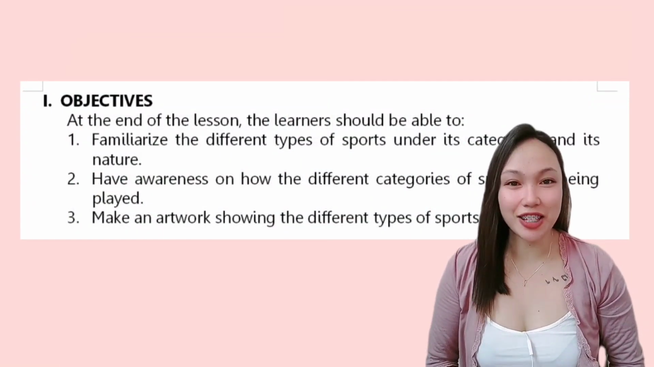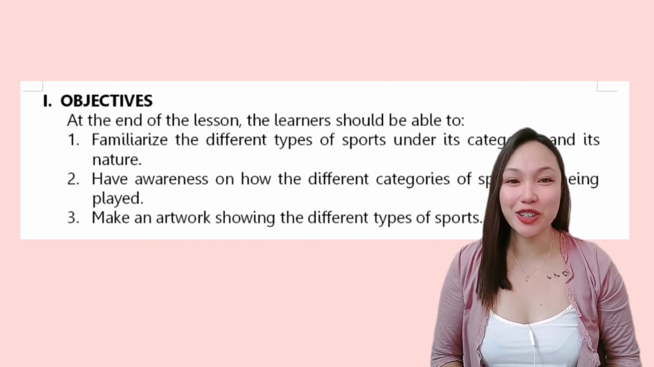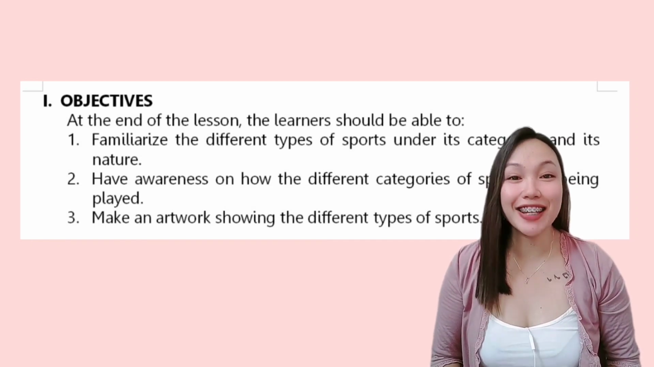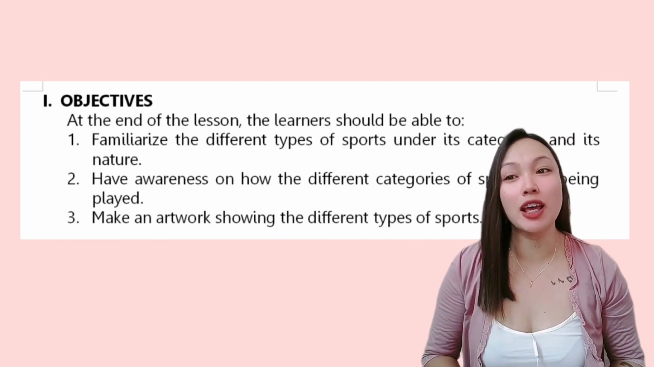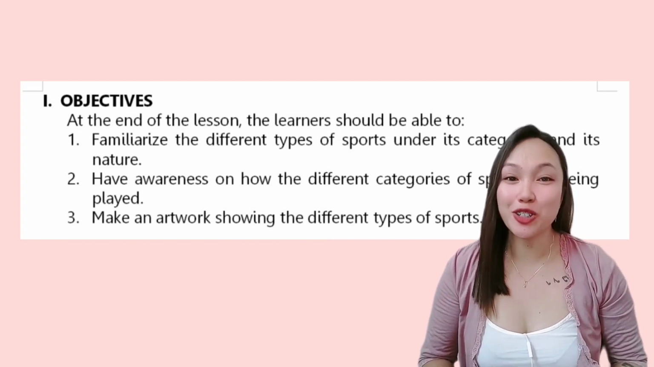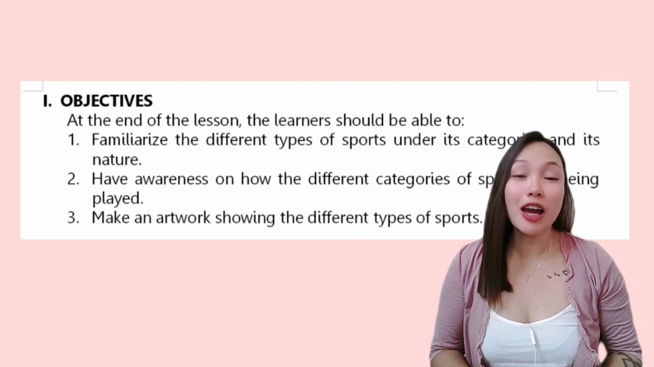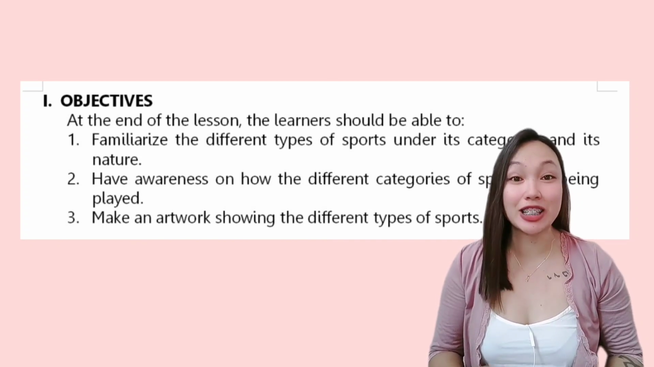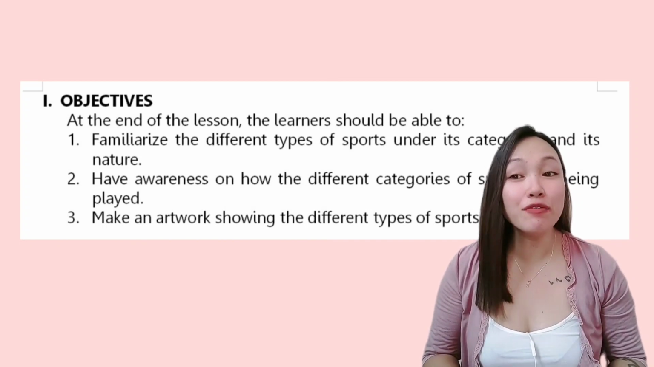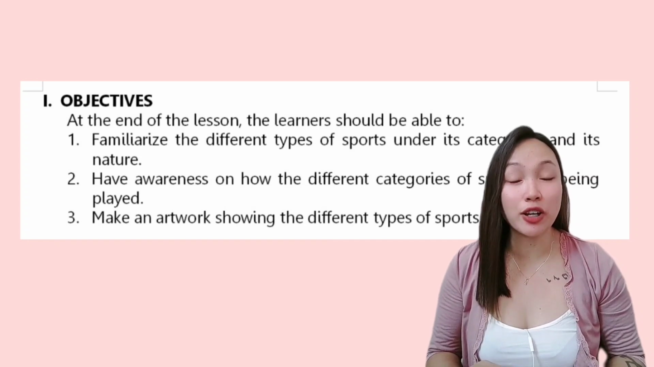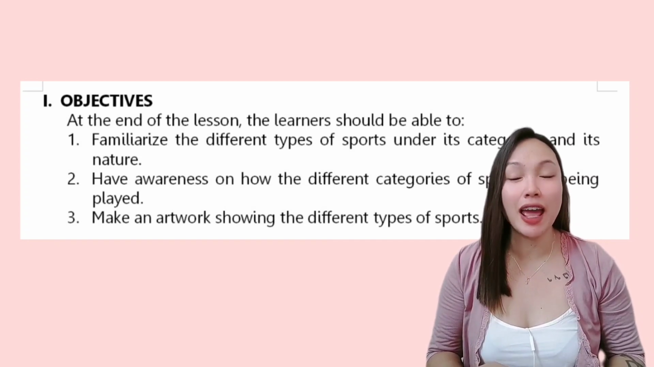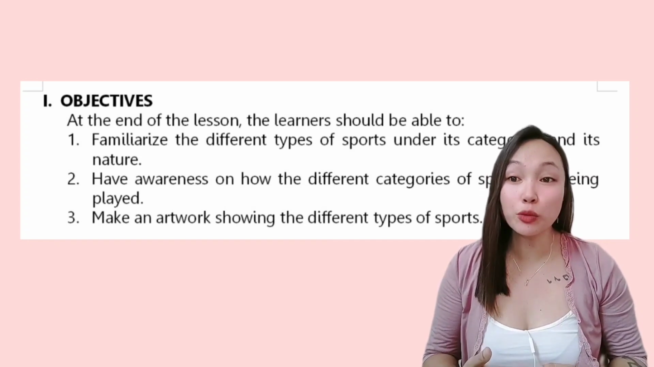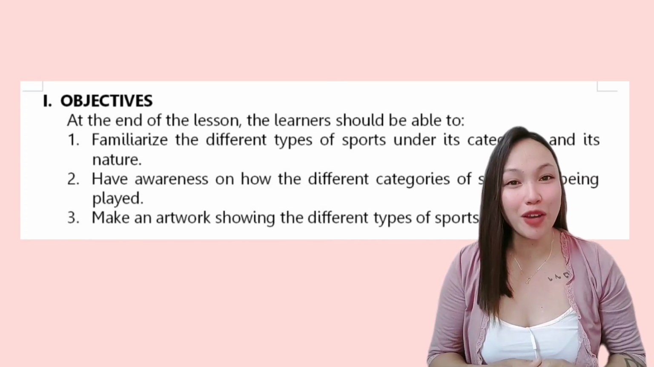For today's lesson, we will be having the introduction to sports, and here are our objectives. At the end of the lesson, you should be able to: 1. Familiarize the different types of sports under its categories and its nature. 2. Have awareness on how the different categories of sports are being played. And 3. Make an artwork showing the different types of sports.